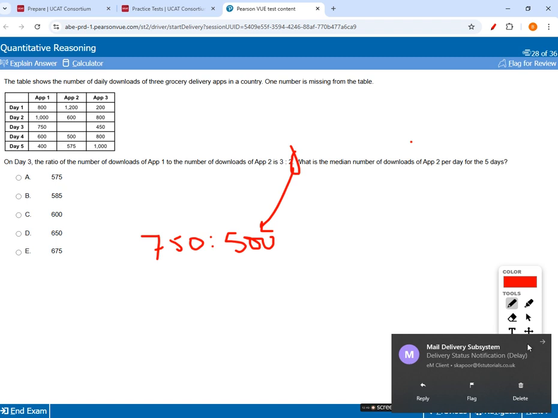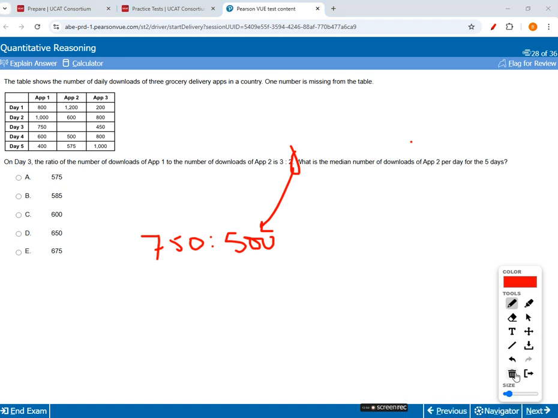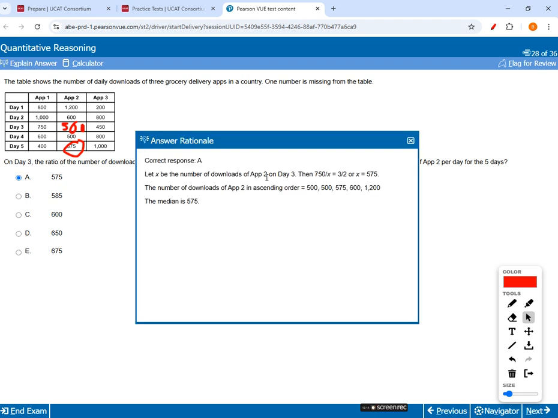Right, that's not the answer, by the way. So he says now, altogether, what is the median number? This was found out to be 500. Right, okay, I want the middle number, third number. 1, 2, 3, 575. Bang, got it. So this was 500. 1, 2, 3. Right, third number, 575. 575, option A. Let's see if it is correct. Indeed it is.